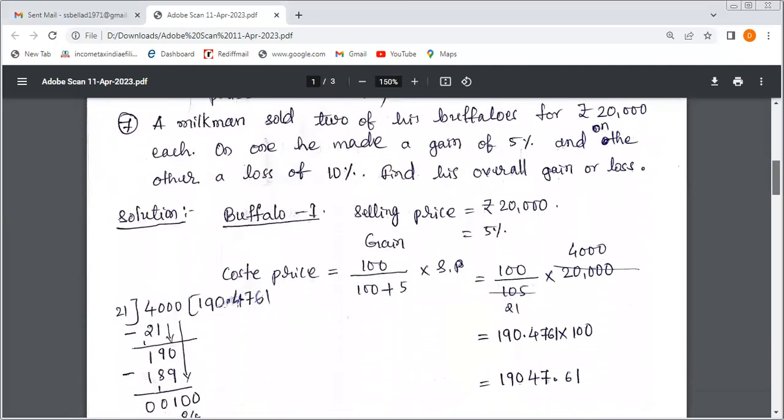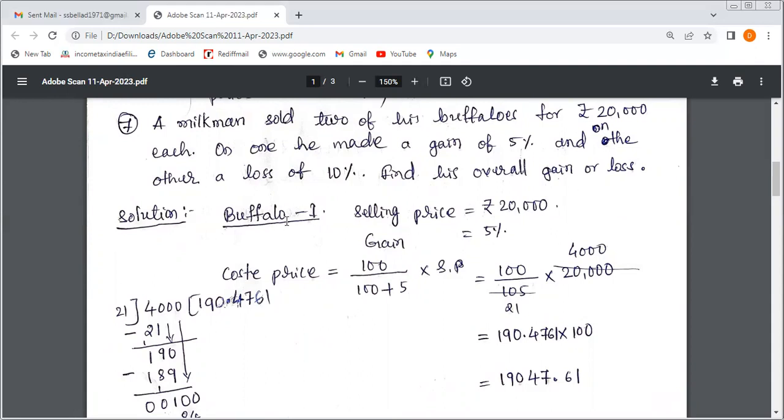We'll move to the next problem, the seventh problem of the exercise 8.2. A milkman sold two of his buffaloes for rupees 20,000 each. On one, he made a gain of 5%, and on the other, he made a loss of 10%. Find his overall gain or loss during this transaction. So that you have to calculate.